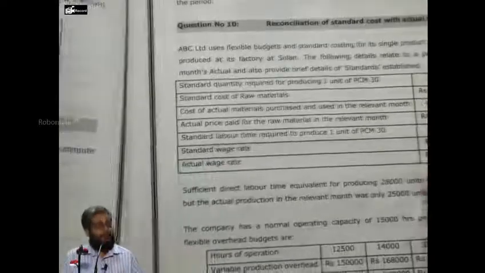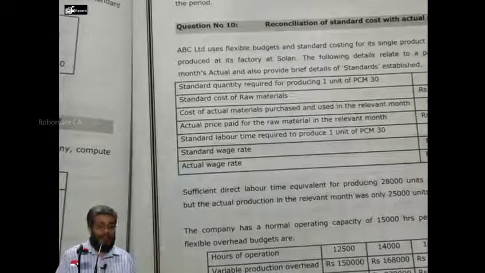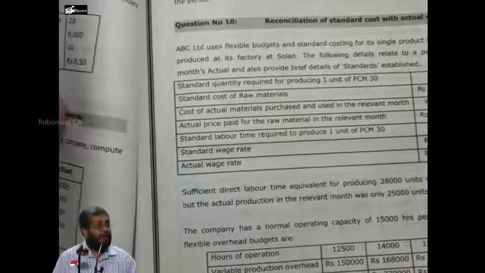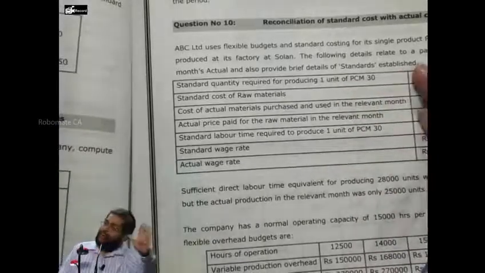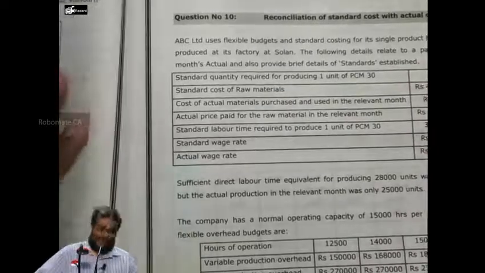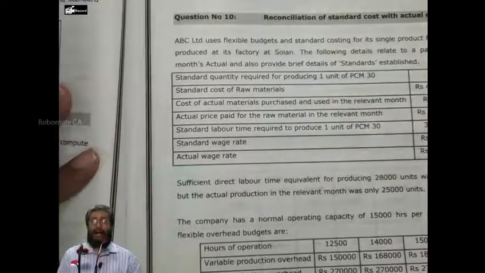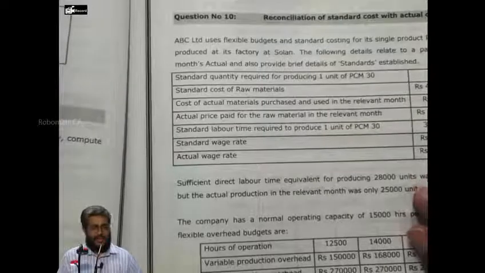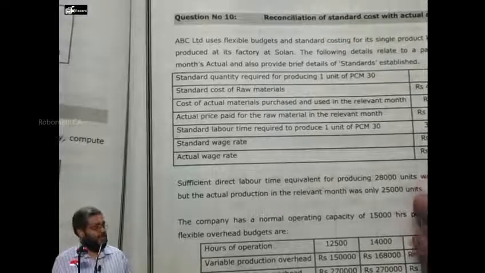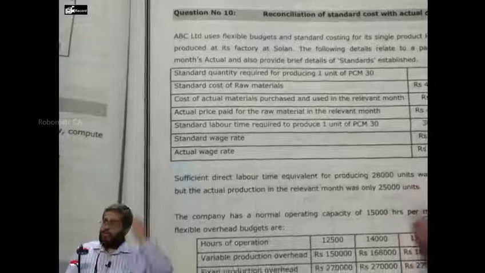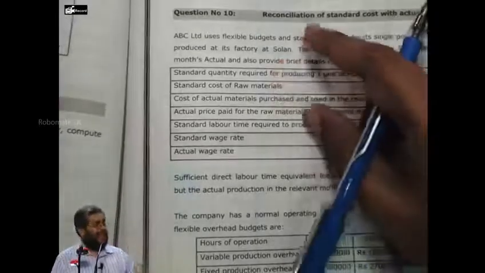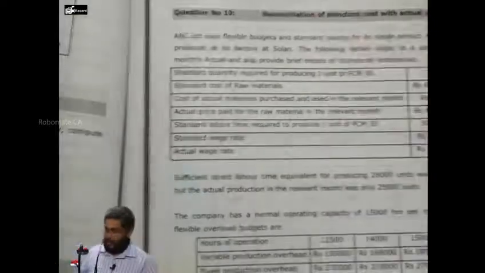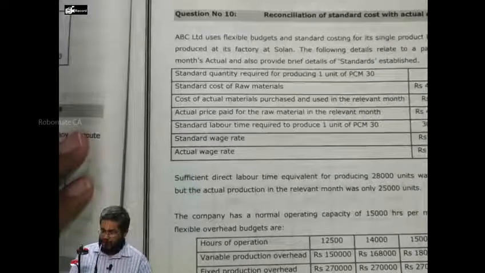So the question is, how many hours were utilized? So many hours were worked in which I could have produced how many units? 28,000 units. What is 28,000 units? Standard output. But in that actual hours, which is capable of producing 28,000 units, I produce only how many units? 25,000. Now 25,000 is what? Actual output. They gave standard output and then actual output. Yes or no?